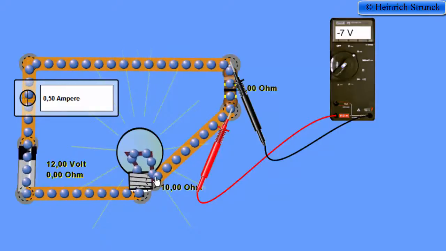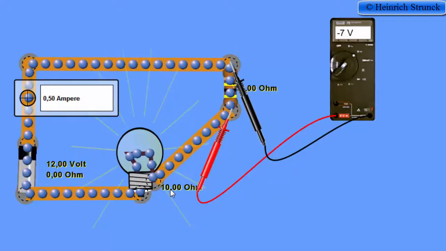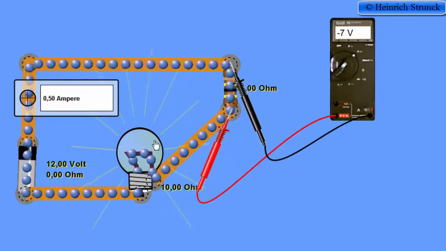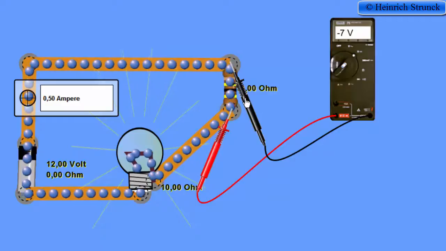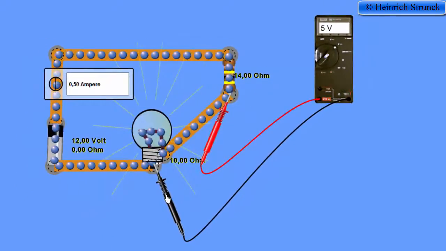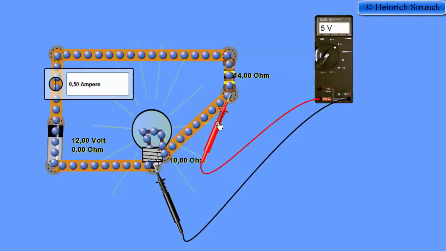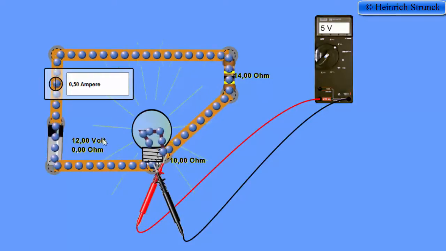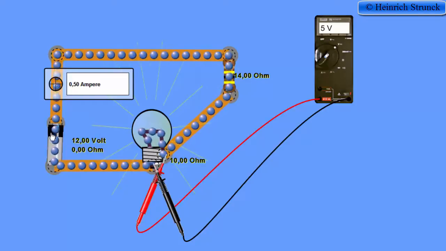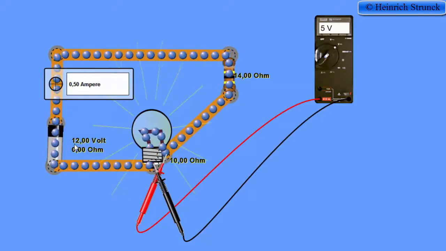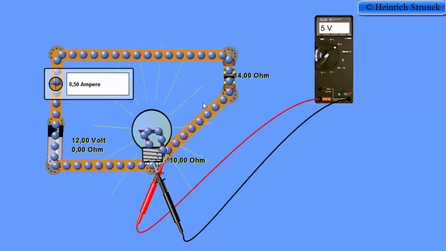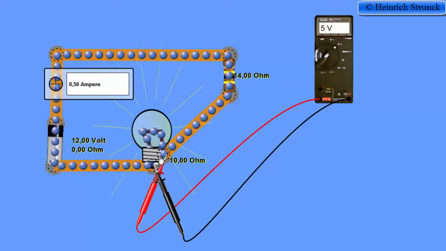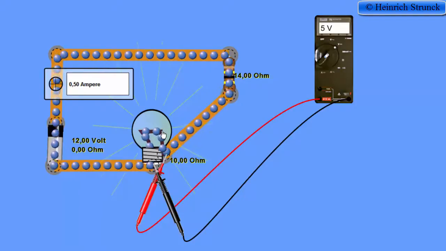The voltage drop across the lamp must be 10 ohm multiplied by 0.5. It is 5 volts. And we also knew that because the total voltage drop across the components in a system has to be the same as the supply voltage. So we have a supply voltage of 12 volts and a voltage drop of 7 volts across the resistor, then the rest of 5 volts must be across the lamp.